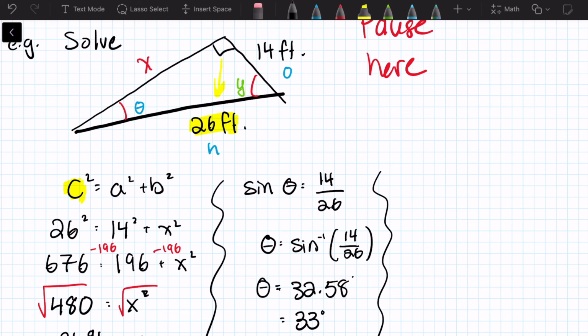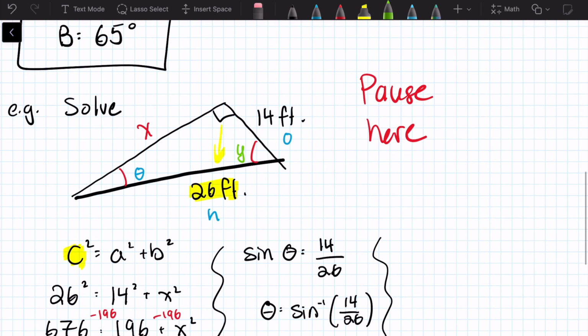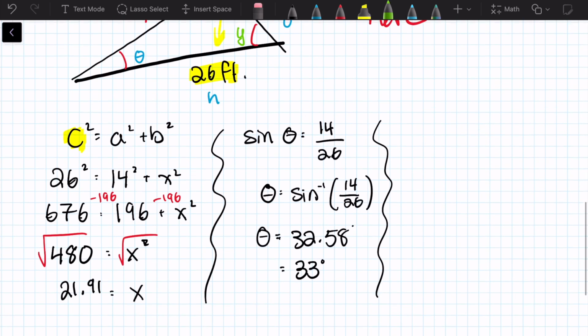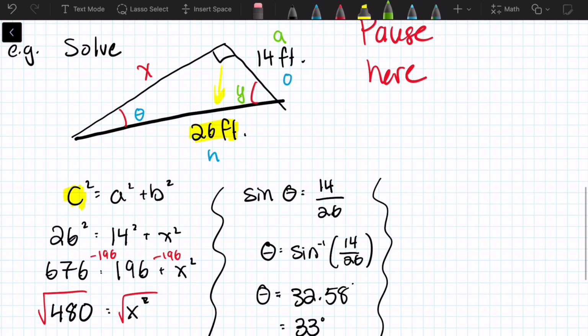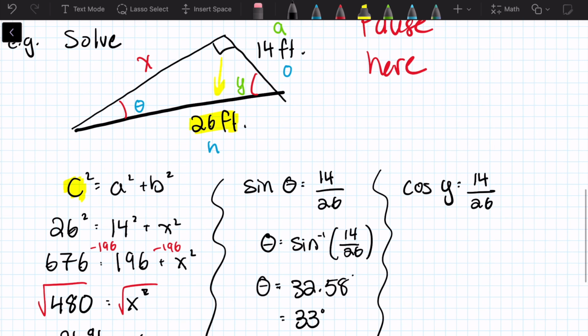So in that case, if we want to do from y, the hypotenuse is still the hypotenuse, but 14 is now the adjacent side, which means we're going to be dealing with cosine ratio instead of the sine ratio. So cosine of y equals our adjacent over our hypotenuse. And from here, it's pretty much just the exact same thing. We're going to use that inverse cosine, and we're going to get ourselves an answer. So we should get, hopefully, 57 degrees.